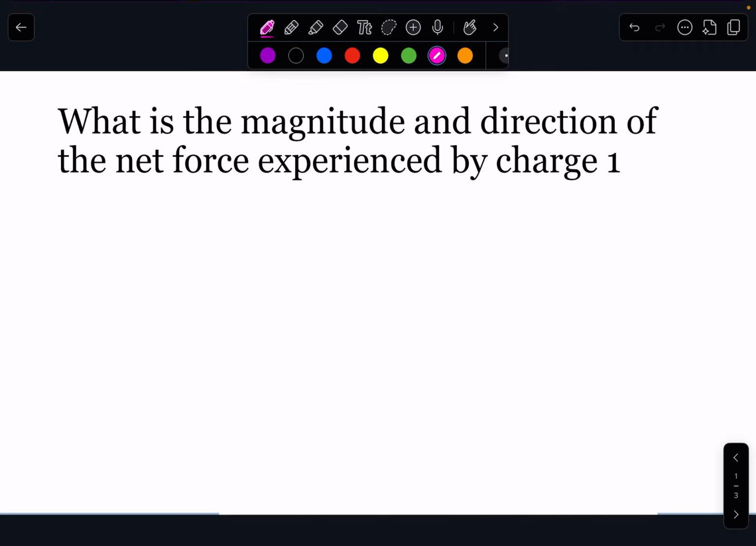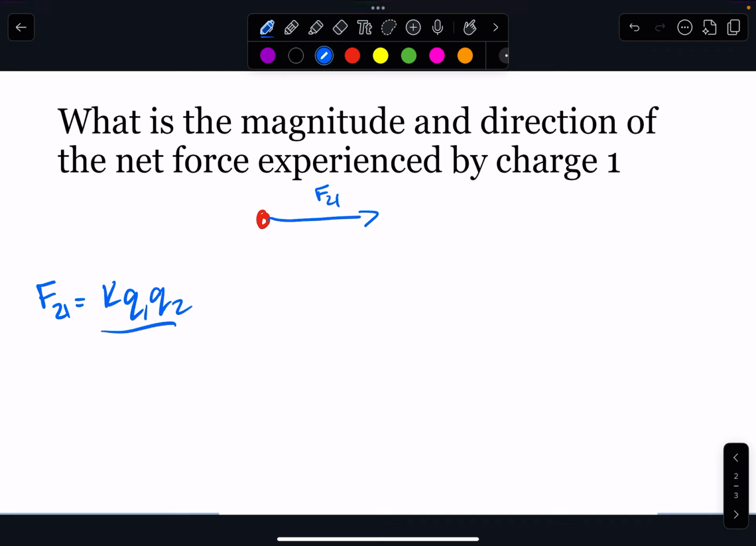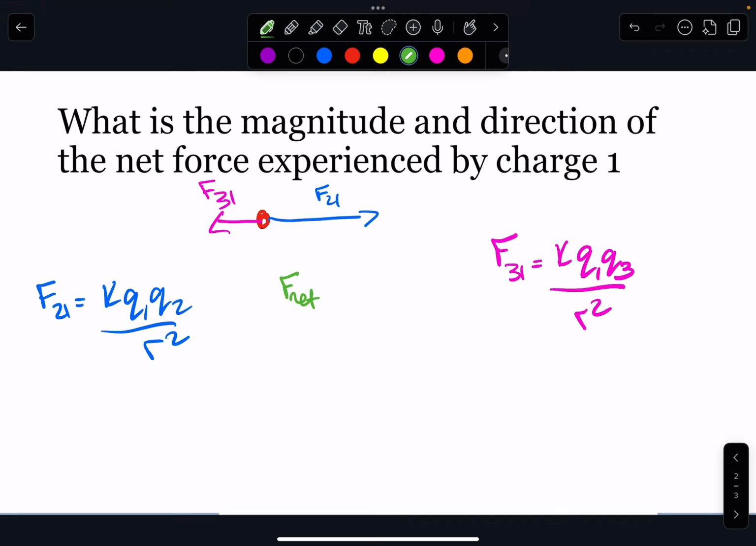Okay, so now when I go to do the work here, I know I'm going to have my force of 2 on 1. So I'm going to do F of 2 on 1 equals k Q1 Q2 over r squared. And then I'm also going to have my smaller force of 3 on 1, so I'm going to calculate that with Q1 Q3 over r squared. In order to get my net force, I know I'm going to subtract those. So it's going to be F2 minus F3.